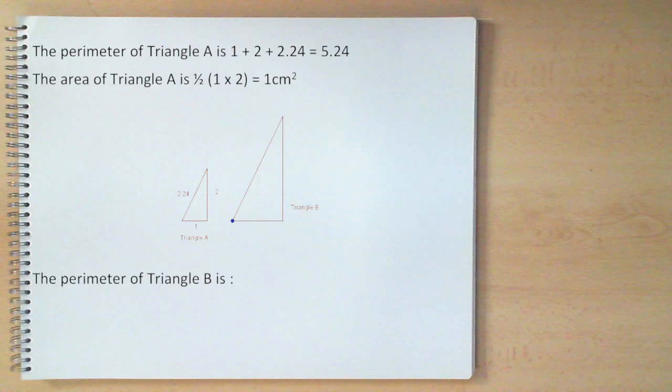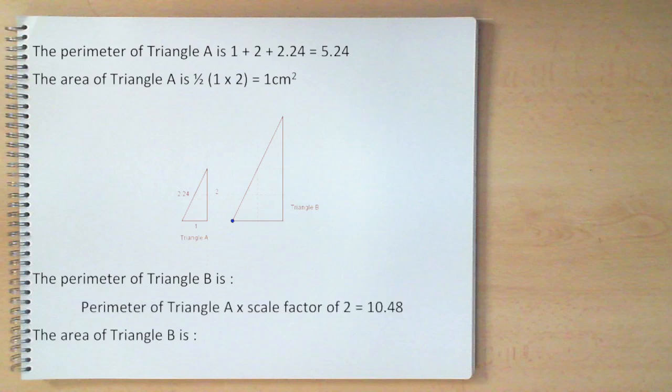So the perimeter of triangle B is the perimeter of triangle A times the scale factor, and the scale factor is 2. We're told that at the beginning of the question. So the perimeter of triangle B is 5.24 times 2, which is 10.48. The area of triangle B, well, the linear scale factor is 2.